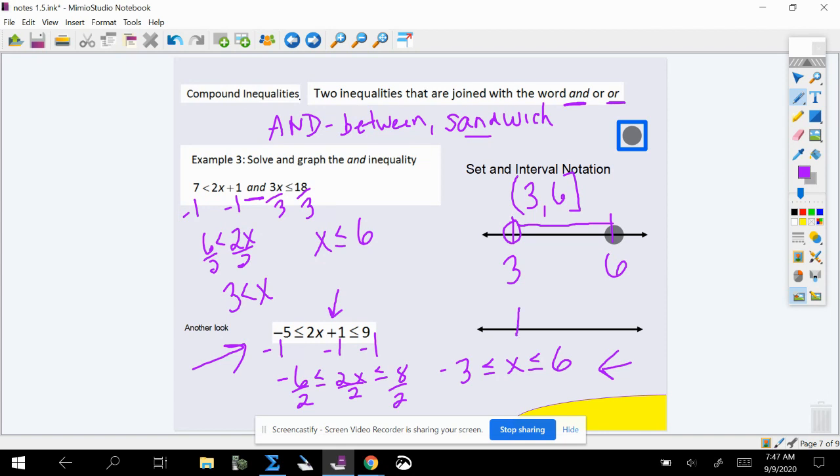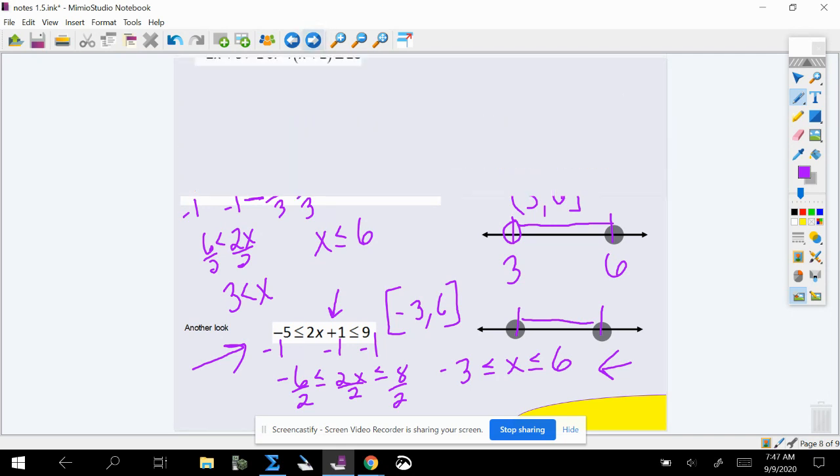On my graph, I have 2 closed circles. So I'm going to put one here, put one here. I'm going to connect in between, and the interval notation is going to go from -3 to 6, and both boundaries are included. So those are "and" inequalities. They look like sandwiches. So a great way to think of it is: think "and," think sandwich. You have your endpoints, your open or closed circles, or it could be one of each, and you're connecting between.